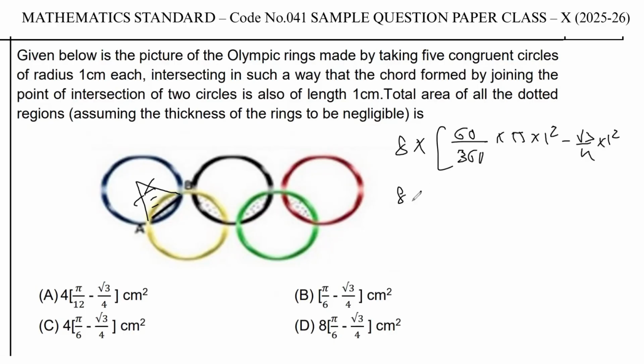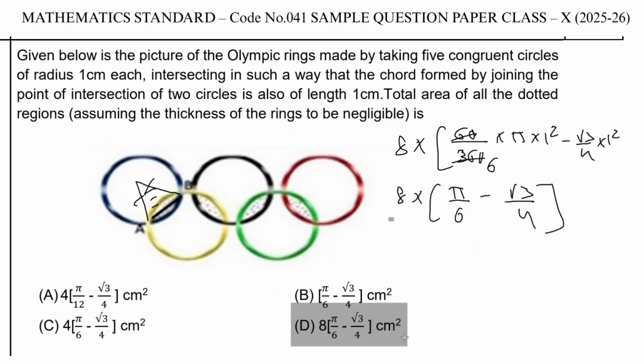So this is 8 times, and if I reduce this, this is 1/6. So finally we have pi over 6 minus √3/4. 1 square is 1, right? And 1 being the multiplicative identity. Now, if I look into the question's options, we don't need to open the bracket. As I can see, we have an option like this. That is, D is the correct option in this case.